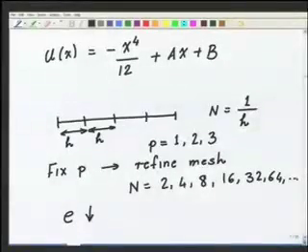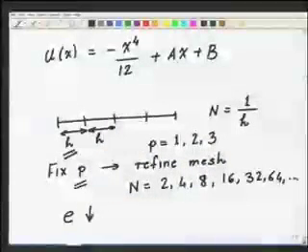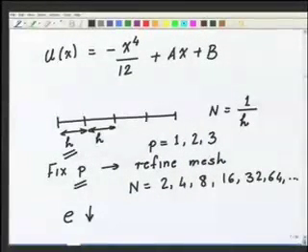Now we would like to know how fast does the E decrease with respect to h, that is the mesh size, and the fixed order of approximation p. So I have the fixed order of approximation p and h. With respect to these, how fast does it decrease? So we don't look at the error directly, we look at the strain energy of the error.